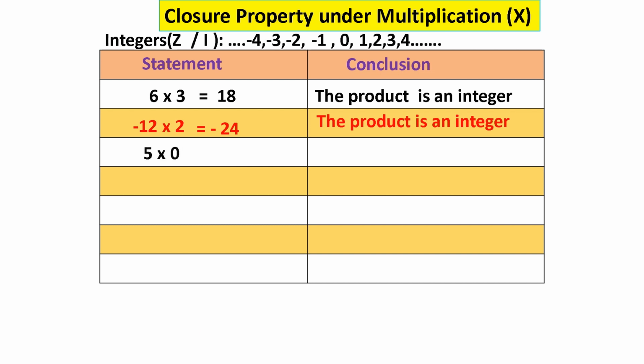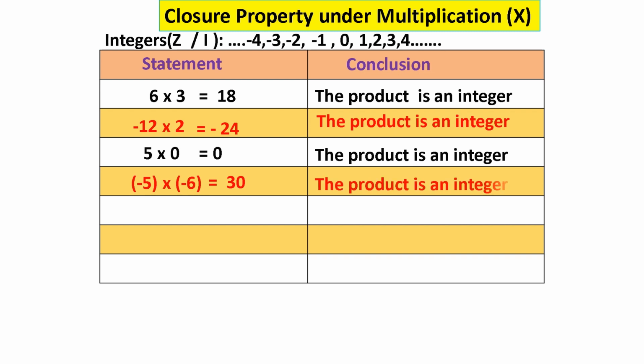Next, 0 and 5. These two are integers. The product of these two, 5 into 0, we will get 0. 0 is also an integer. So the product is an integer. Now minus 6 and minus 5. These are two negative integers. The product of these two negative integers, we will get plus 30. Plus 30 is an integer. So the product is an integer.